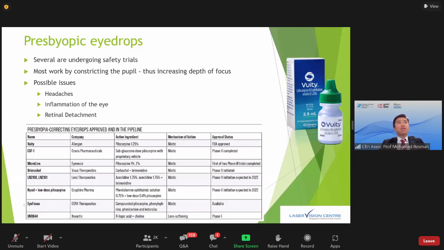However, there are some possible issues like headache and inflammation of the eye. There's always a risk of retinal detachment. So the majority of these eye drops are undergoing long-term safety trials to make sure that they are safe. But this may be available in the near future.